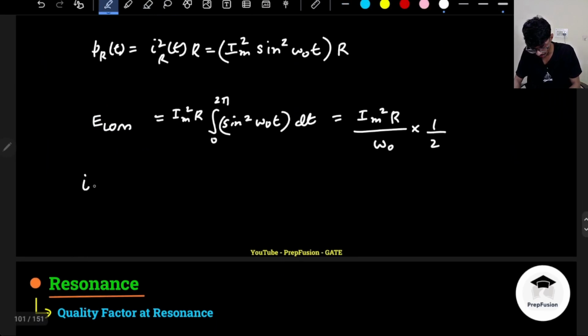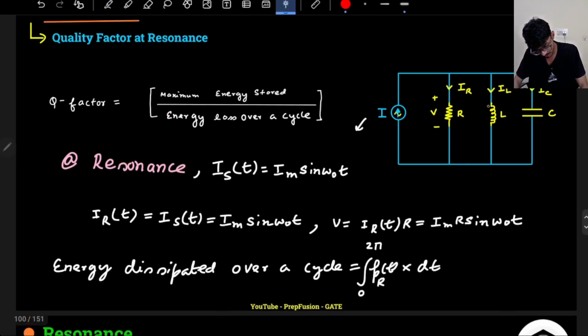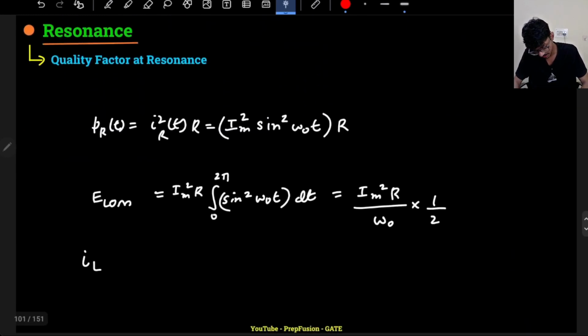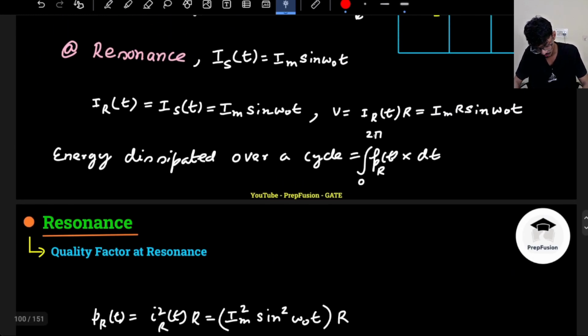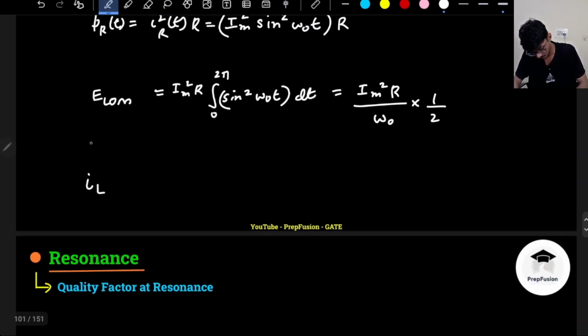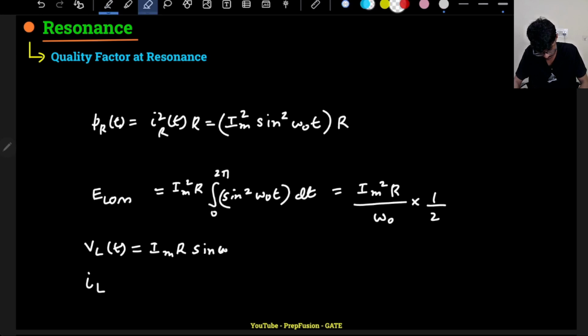What is the inductor current? I know the voltage across the inductor. Can I find out the current? Yes, I can. The voltage across the inductor is the same, right? It is a parallel circuit, so the voltage will be the same as this voltage. So voltage VL of t equals Im into R sine omega naught t.